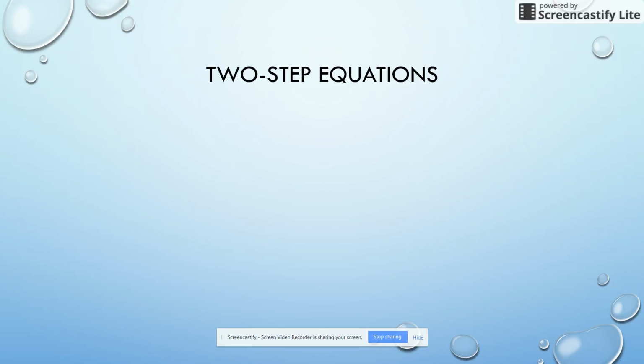Now let's take a look at something that might be a little bit more complex. Two-step equations. If we have 2 times y and then we have an addition of 3 equals 13, you're going to have to do a few more steps to get the y by itself.